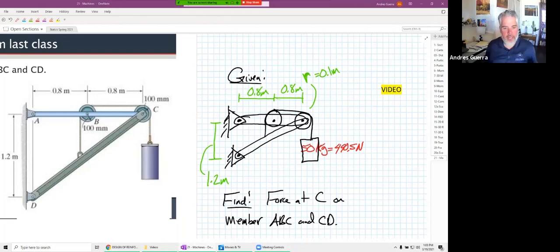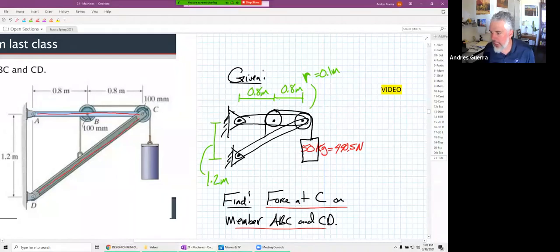Okay. So we have member ABC up here. This one right here is a solid rigid object, and then this one right here is a solid rigid object, and then we have a couple of these pulleys. And we had drawn our given information and we're asked to find the forces at C on member ABC, and C to D.